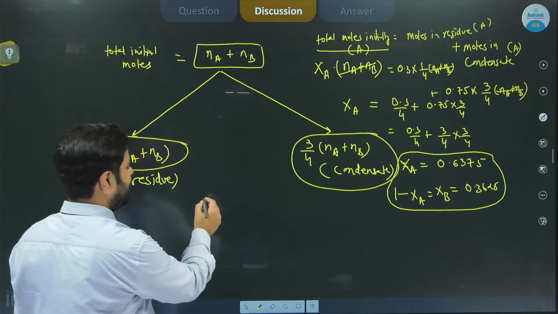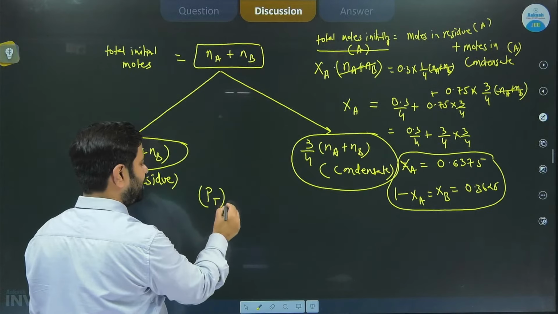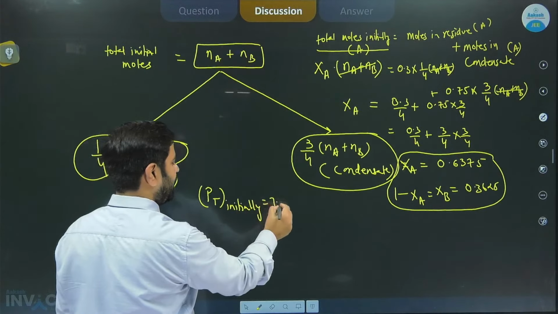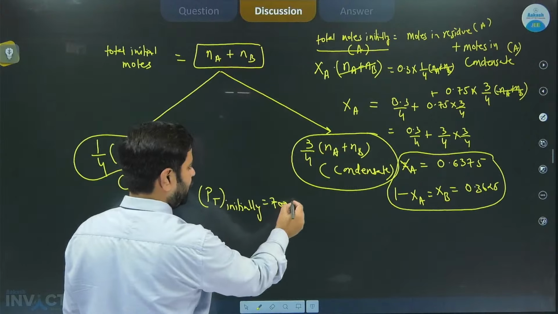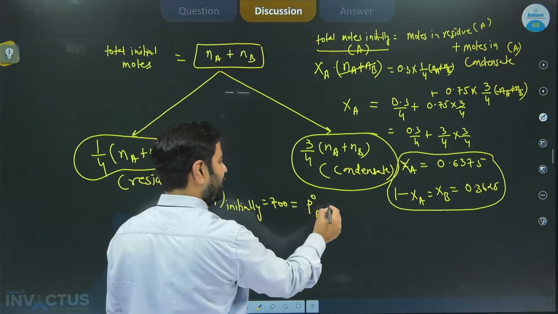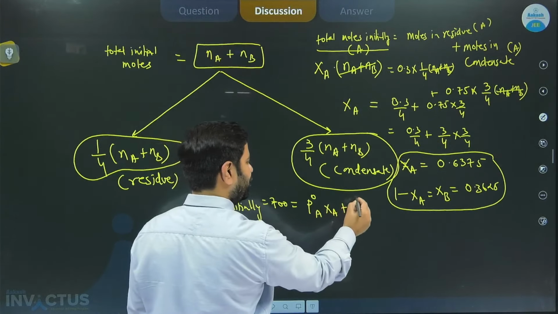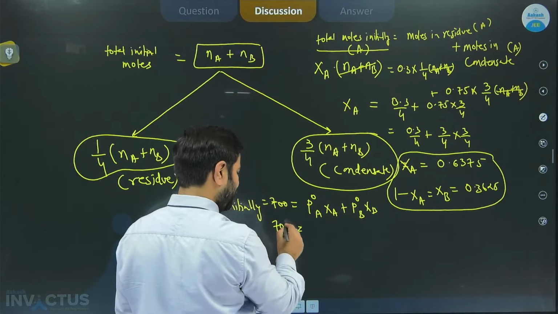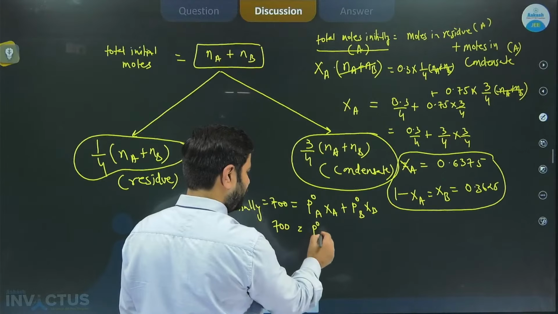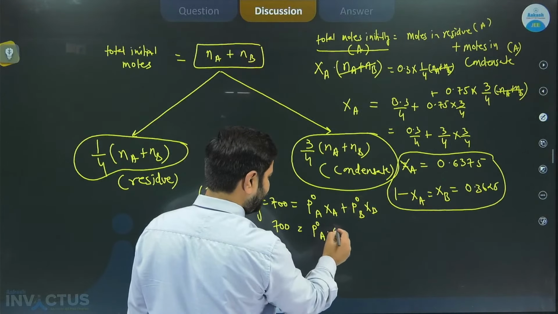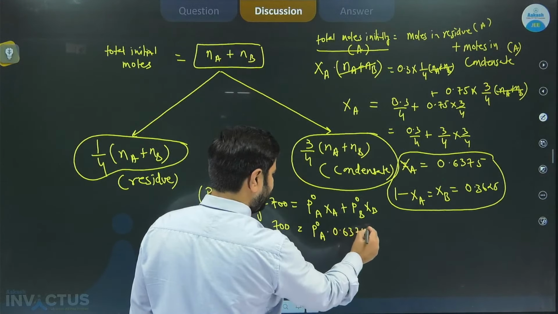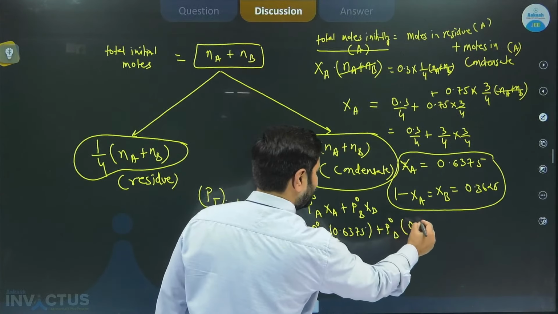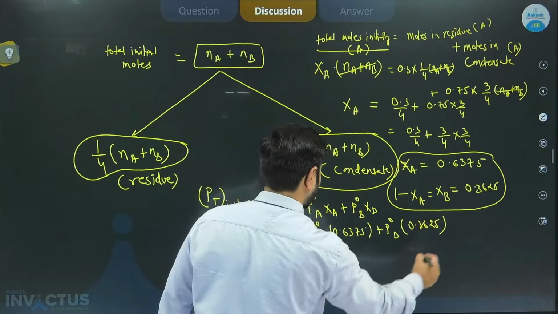So initially the total pressure, that is 700 mm, is equal to P naught A Xa plus P naught B Xb. And what is P naught A? That we have to find out. P naught A times Xa, which is 0.6375, plus P naught B times Xb, which is 0.3625.